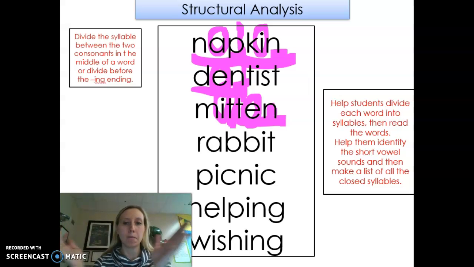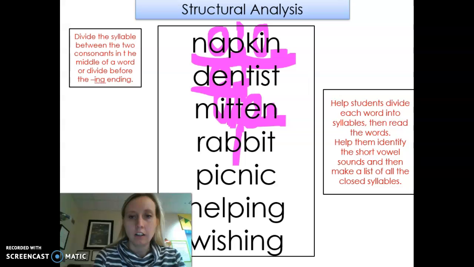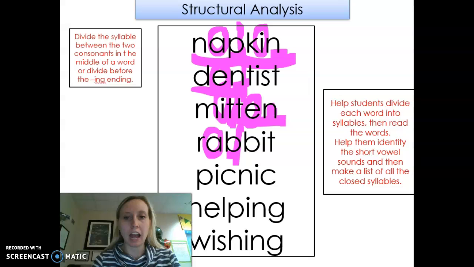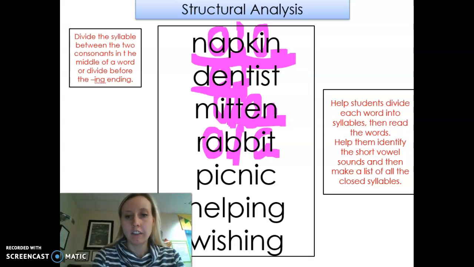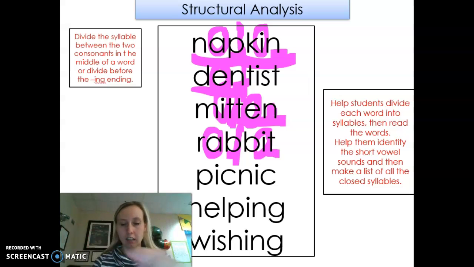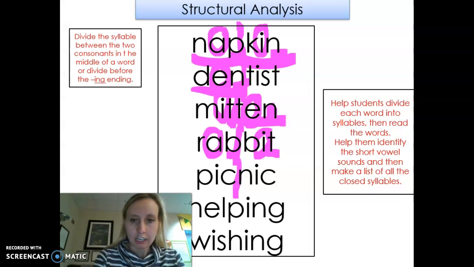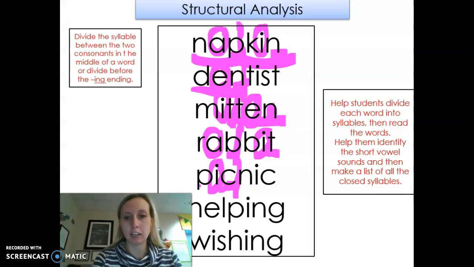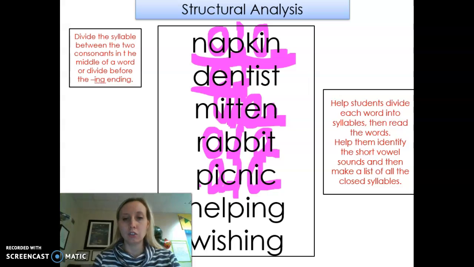Rabbit, rabbit. Break it in the middle. I have my consonant here, my vowel, so it's a closed syllable. It says ra, consonant and vowel, closed syllable as well. Bit, and it's I, short vowel sound. Okay, picnic, picnic. Break it apart. I have my consonant and vowel, closed syllable, I, pick. I have my consonant and vowel, closed syllable, I, nick, picnic.